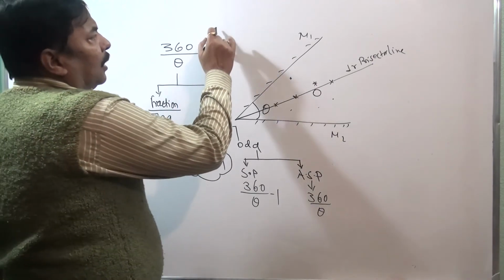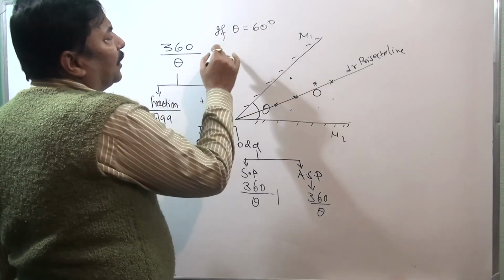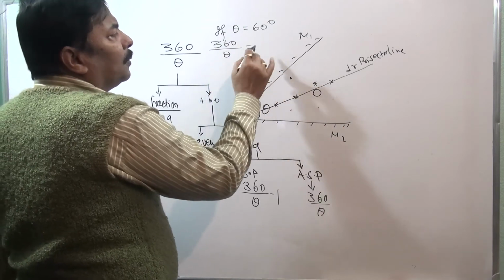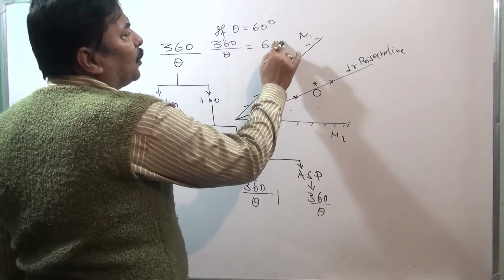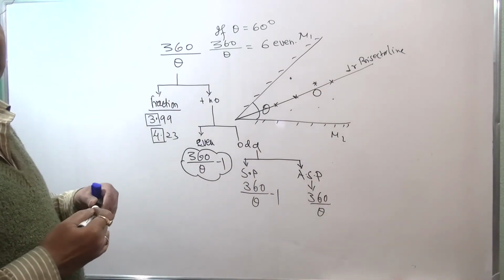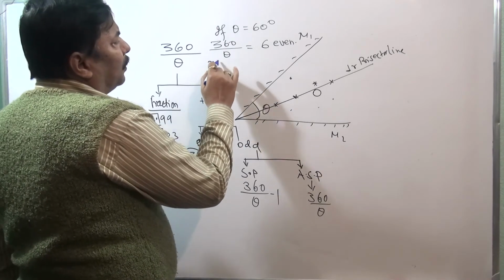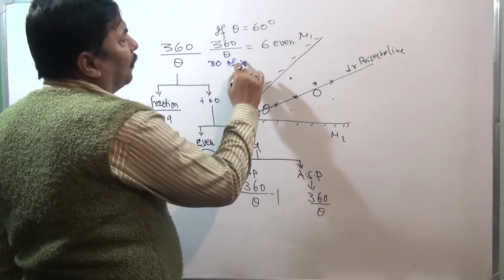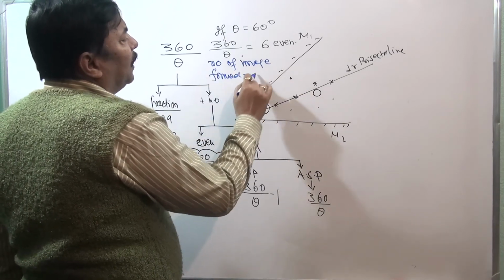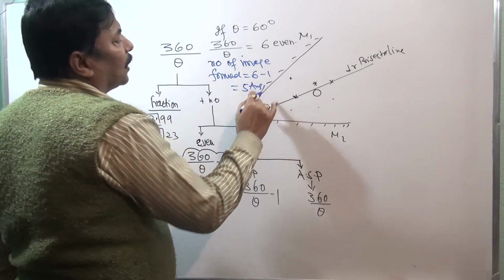If theta is equal to 60 degree, then 360 by theta, this is your 6 and this is your even. So when this is your even, then you should understand it very carefully that number of images formed will be 6 minus 1, that is 5. This should be your answer.